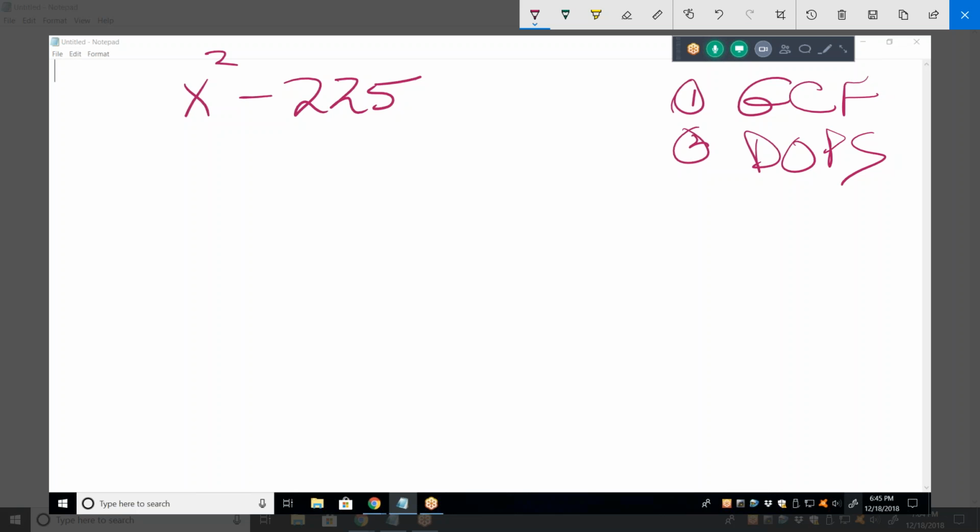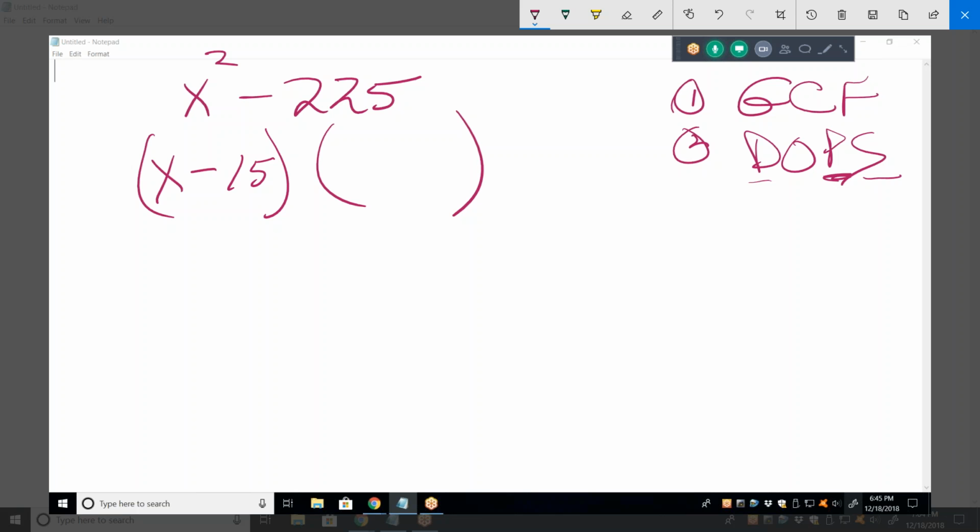Is x squared a perfect square? Is 225 a perfect square? Are they being subtracted? Then you have a difference of perfect squares. You have all 3 letters. So we can factor. How does it factor? Take the square root of both sides. What's the square root of x squared? What's the square root of 225? It's 15. I don't expect you to know that.